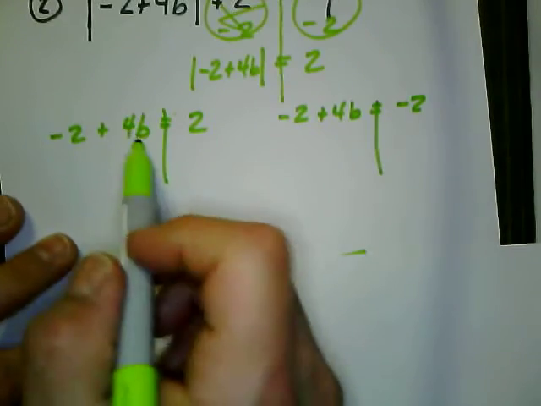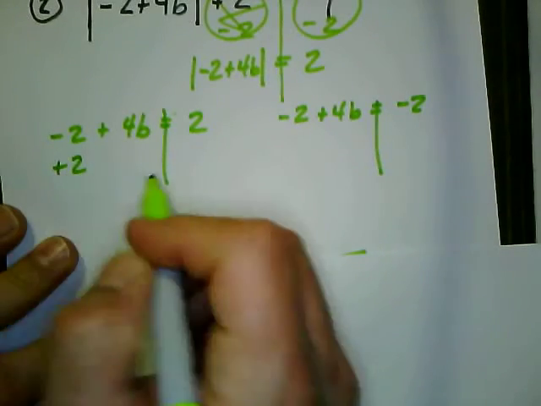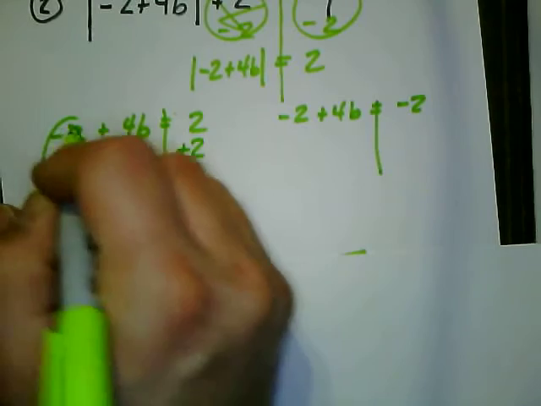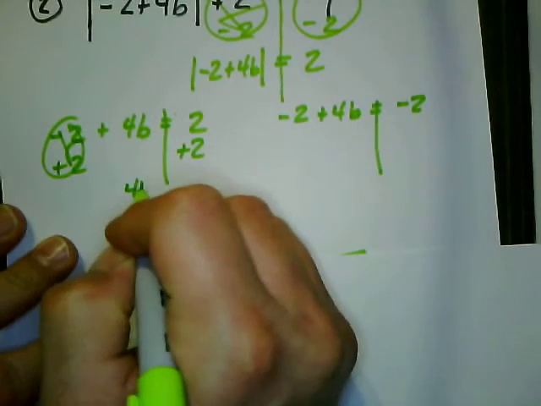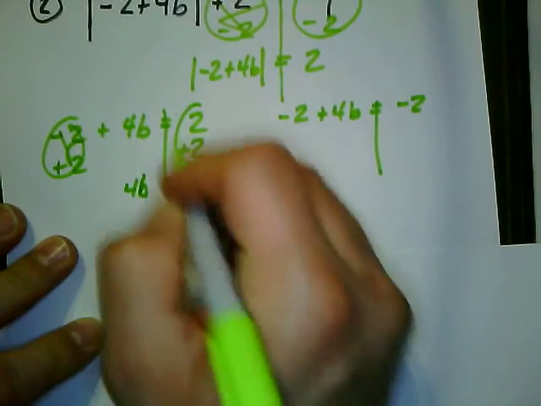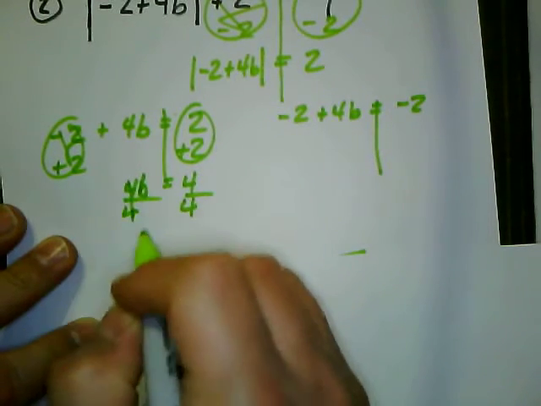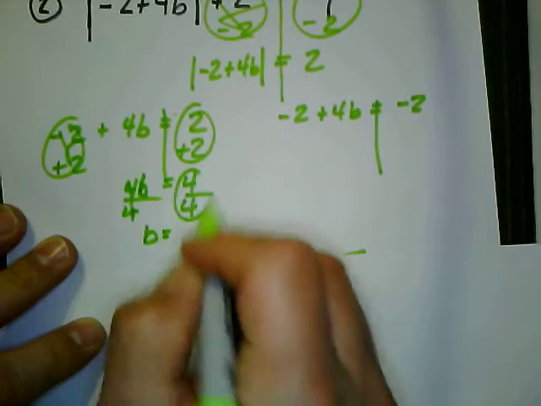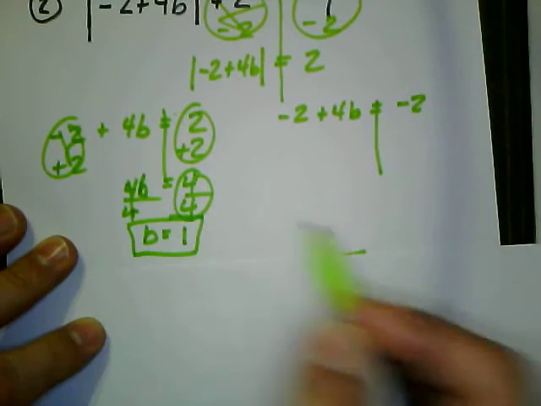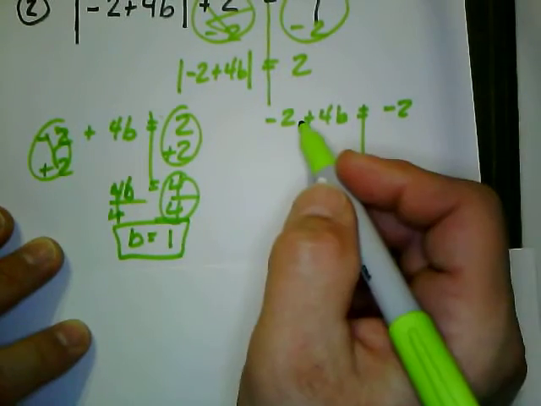Okay? Well, what's that as subtracted? Here's 2. So we're going to add 2 to both sides. We have 4b equals, and 2 plus 2 is 4. And then divide by 4. And 4 divided by 4 is 1. There's our first answer.